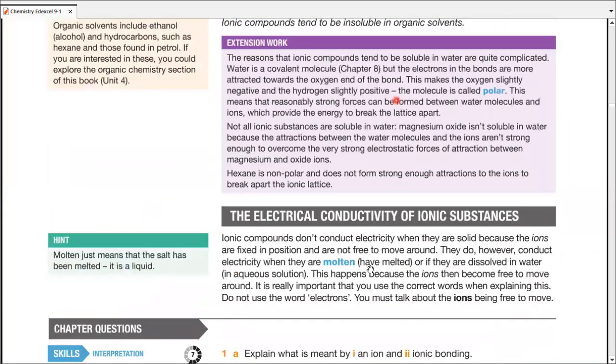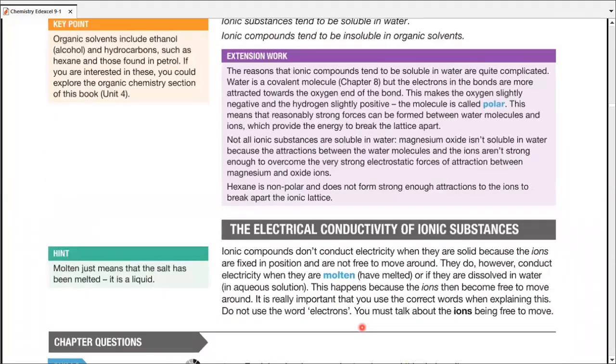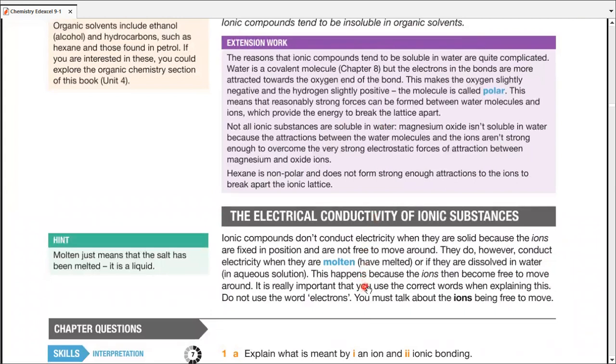Next and last property. Now, electrical conductivity is one of these properties, but they made a separate heading out of it so that they can explain the whole thing. Again, this is one of the properties, and you can always mention it. Electrical conductivity has been discussed separately because it's a little bit conditional. Now, ionic compounds do not conduct electricity when they are solid.